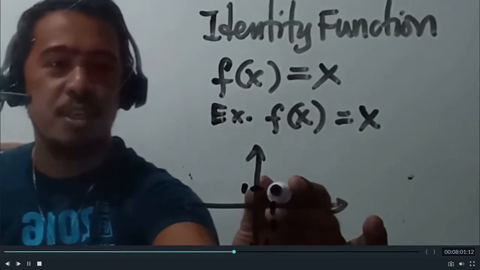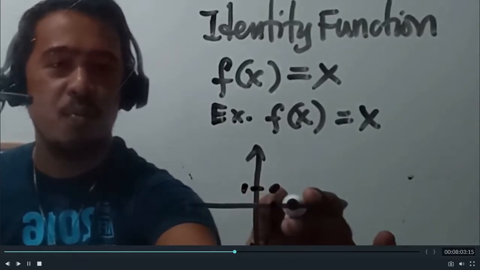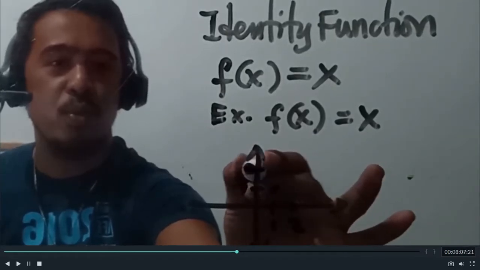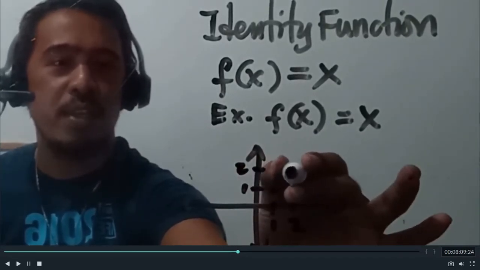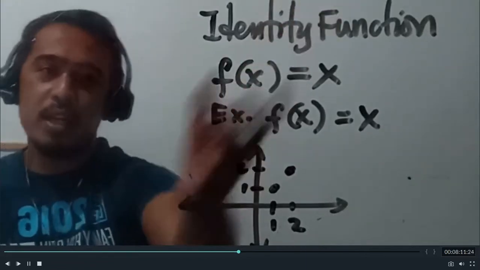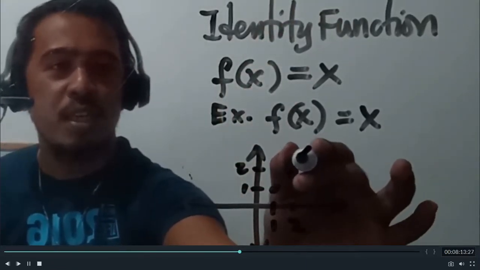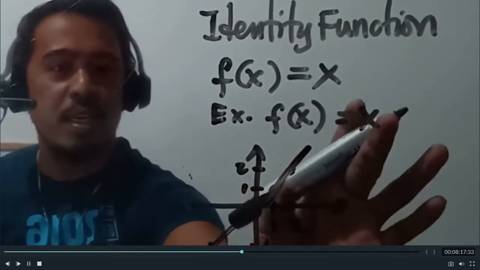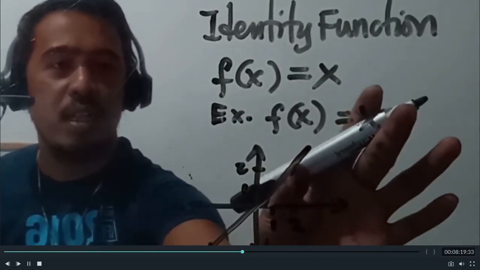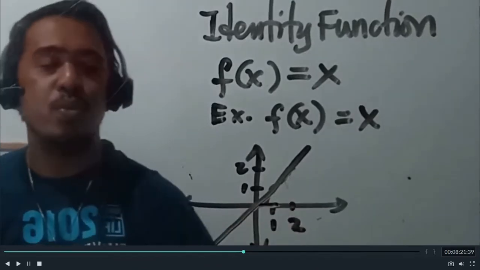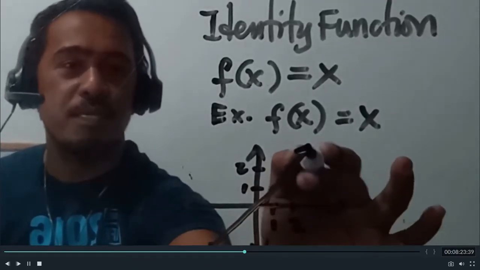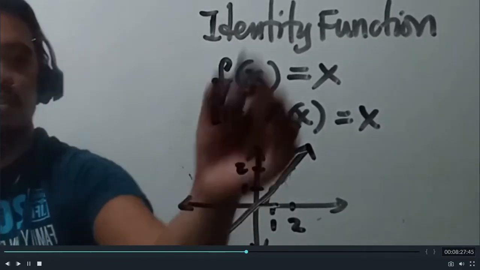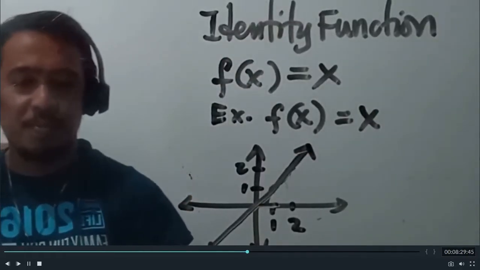So you will have this point. The same with 2. If the input is 2 in x, the output is 2 in y. So you will have another point. If you collect all of those points, then you will have this line. It is a diagonal line that passes through your origin. So that is the graph of the identity function.